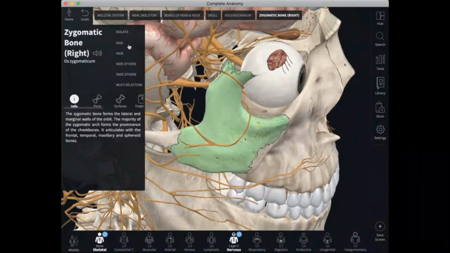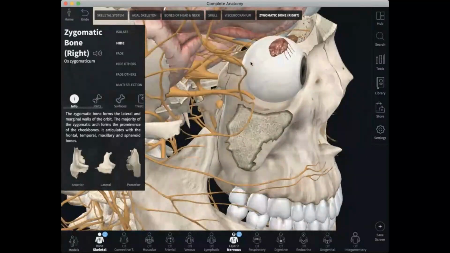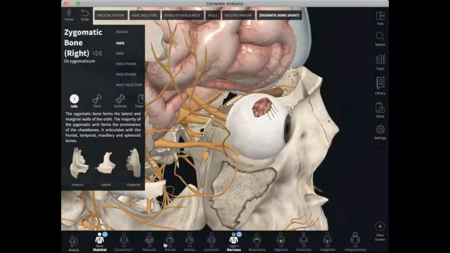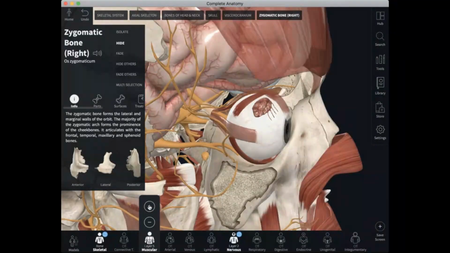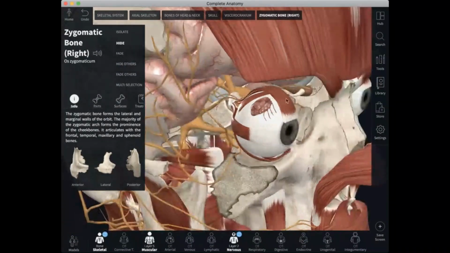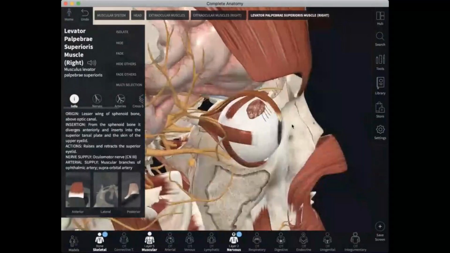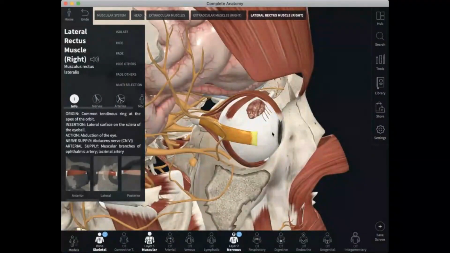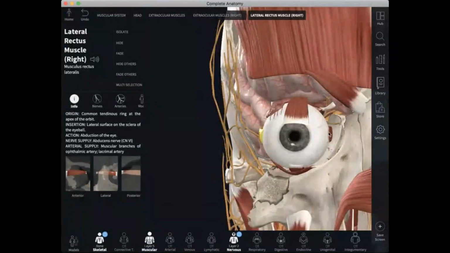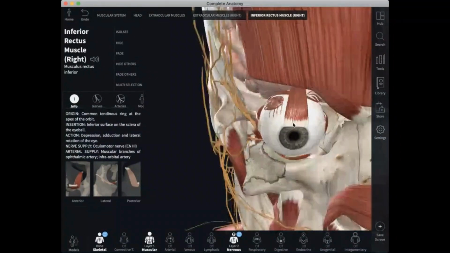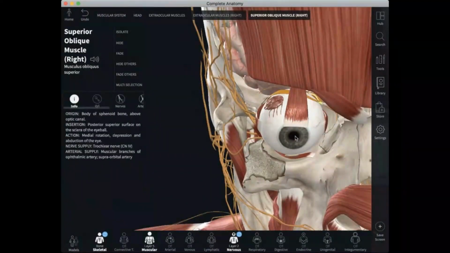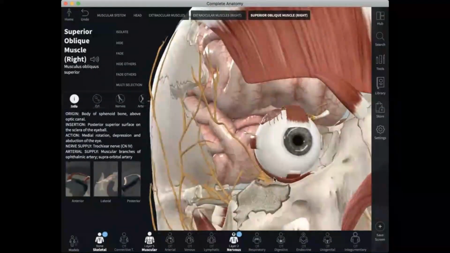Okay, so now if you see, this is the eyeball, and if you look at the muscles around the eyeball, these are the superior rectus muscle, this is the lateral rectus muscle, this is the medial rectus muscle, this is the inferior rectus muscle, this is the superior oblique, and this is the inferior oblique muscle.